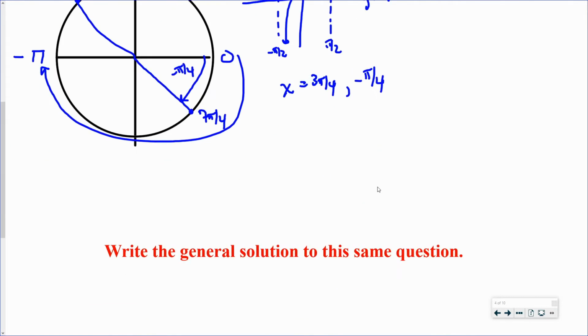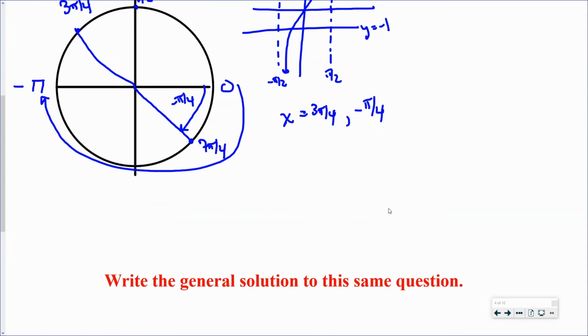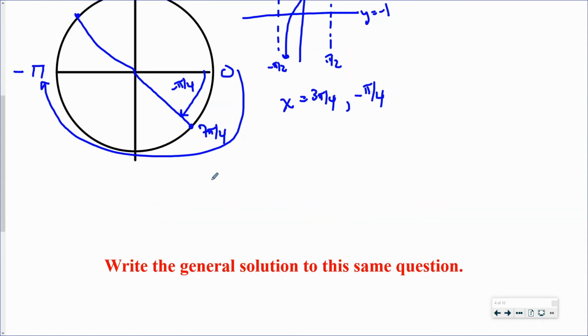Now down below I ask write the general solution to this same question. So the interesting thing to note for tangent is because the period is pi, you're going to go 3 pi over 4 plus pi k instead of 2 pi k. So there's the one solution, and to get the other solution you need to go like this. Or do we have it covered? Let's see. Is it possible? Well, let's write it down and we'll think about it.